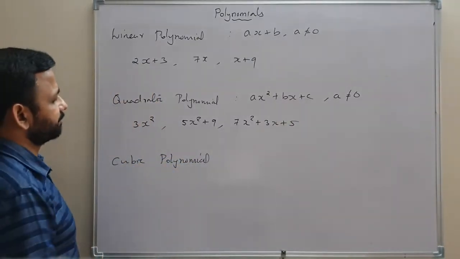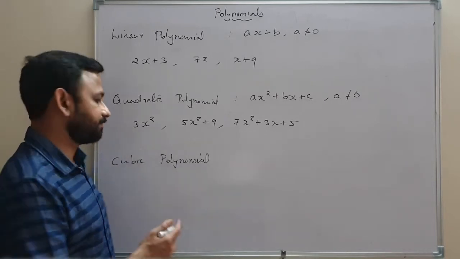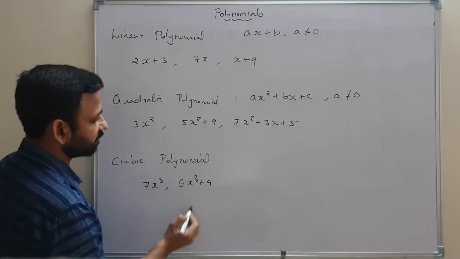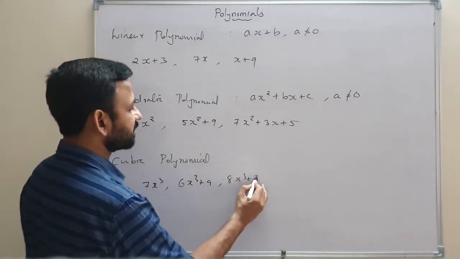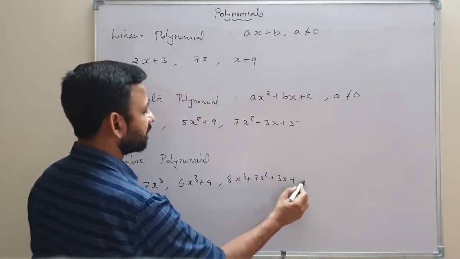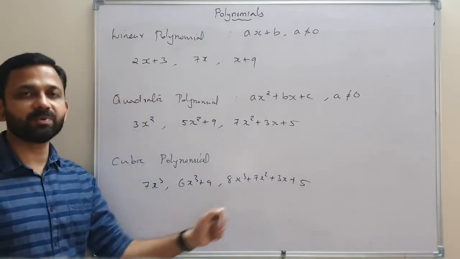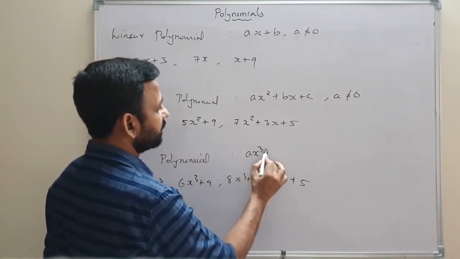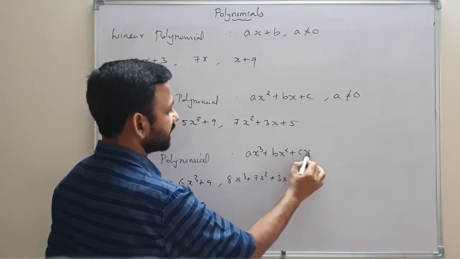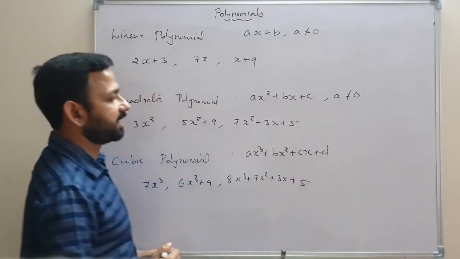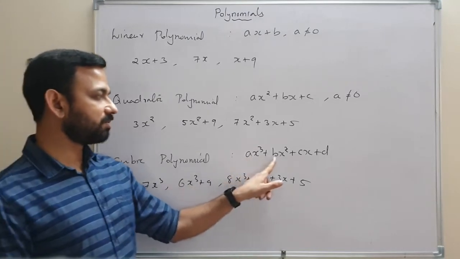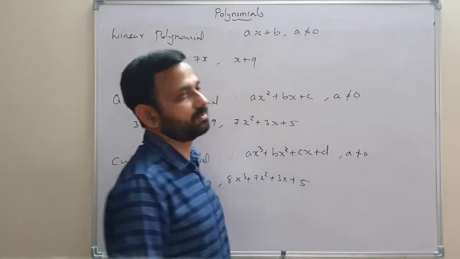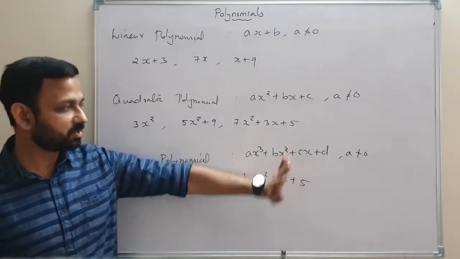Next one is cubic polynomial. A polynomial of degree 3. 7x cube, cubic polynomial. 6x cube plus 9, cubic polynomial. 8x cube plus 7x square plus 3x plus 5, another example for cubic polynomial. So the standard form of the cubic polynomial is ax cube plus bx square plus cx plus d, where a not equal to 0. So that is the standard form of cubic polynomial.